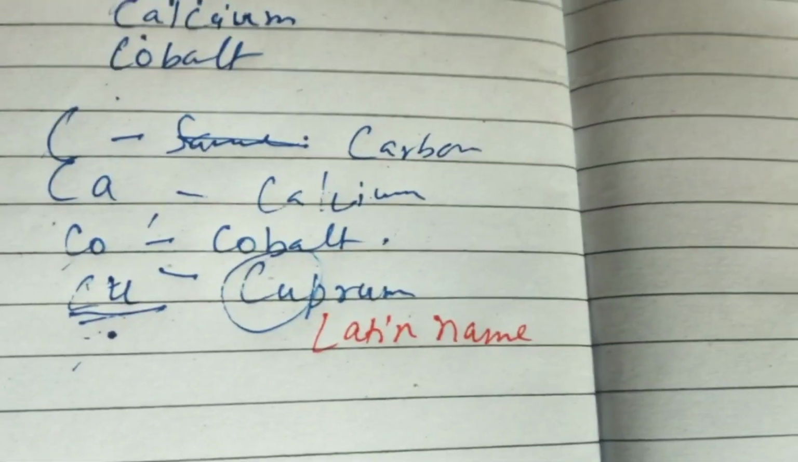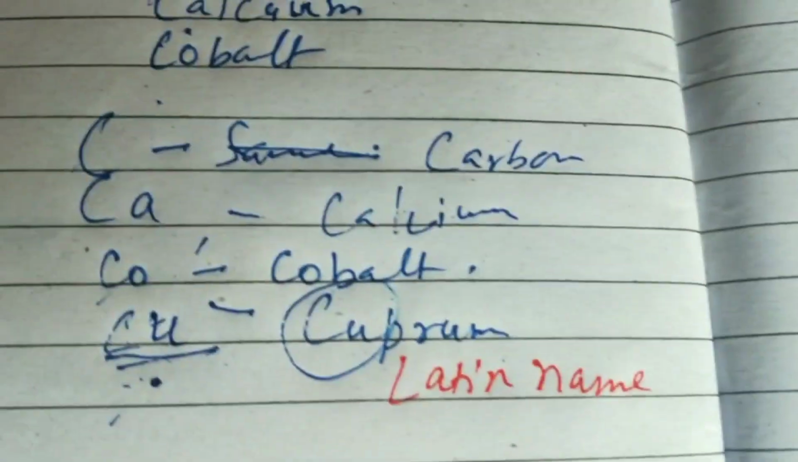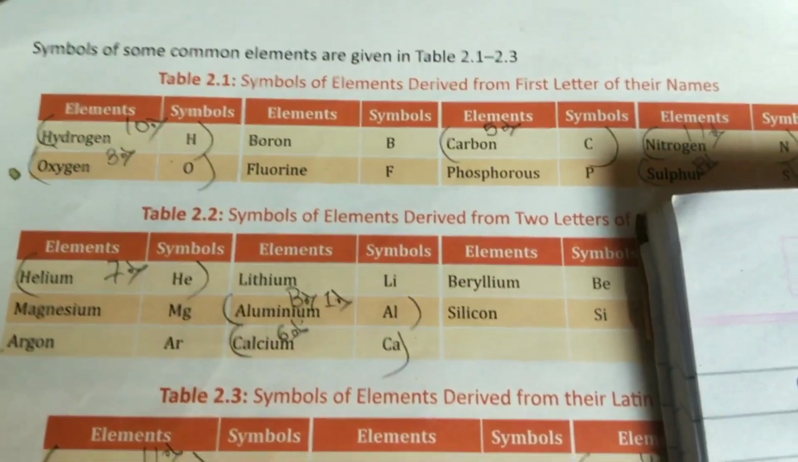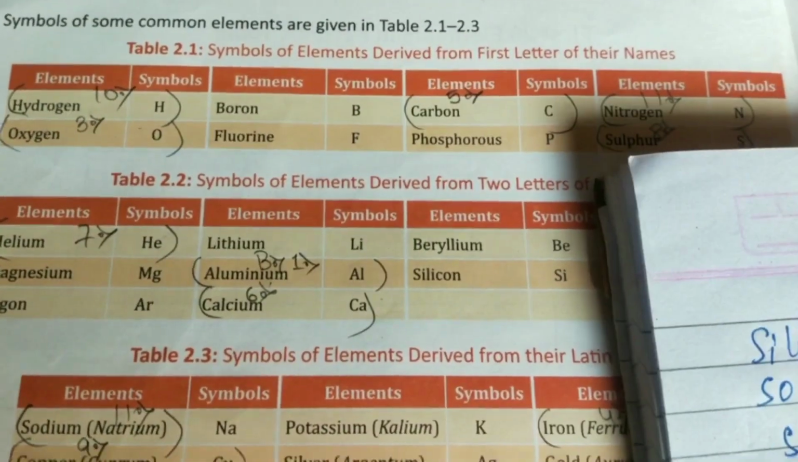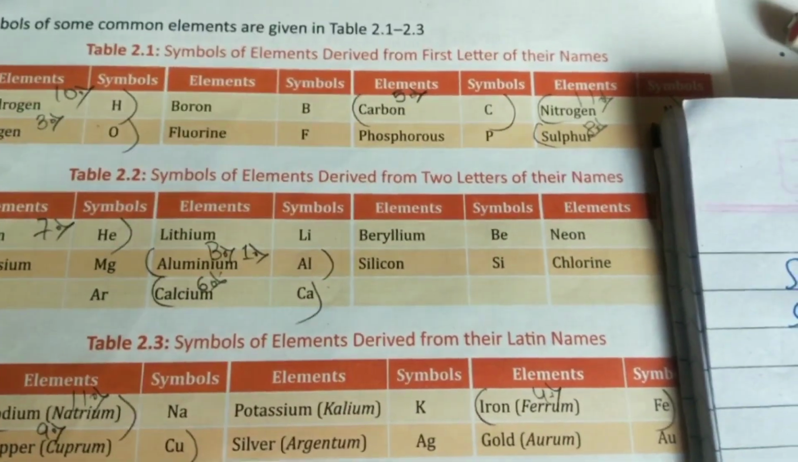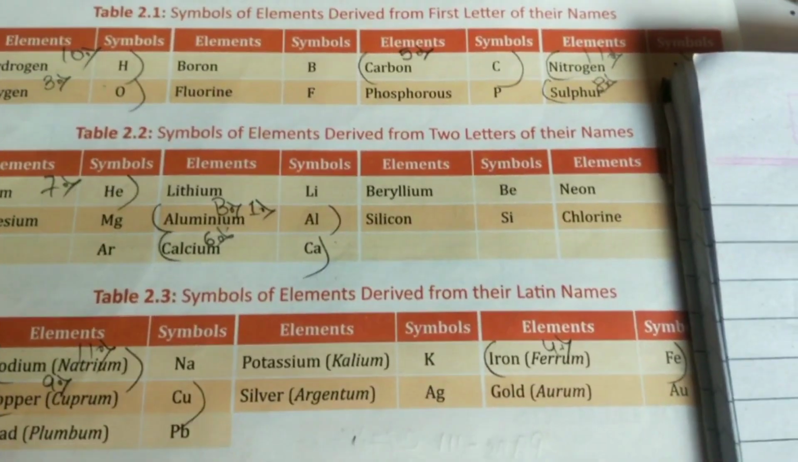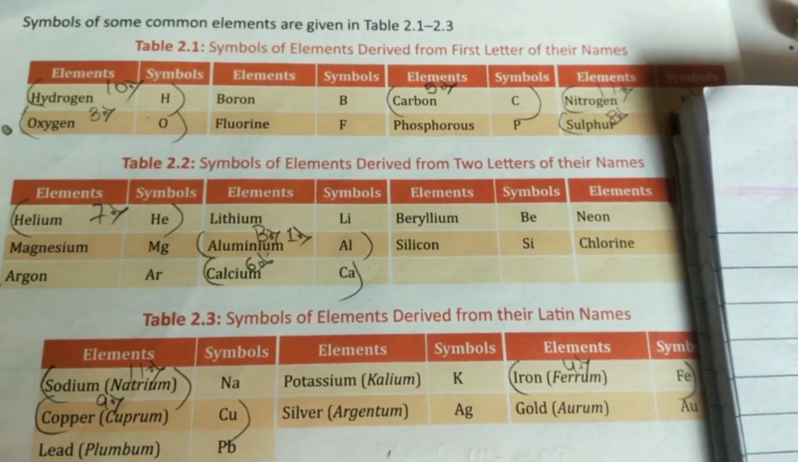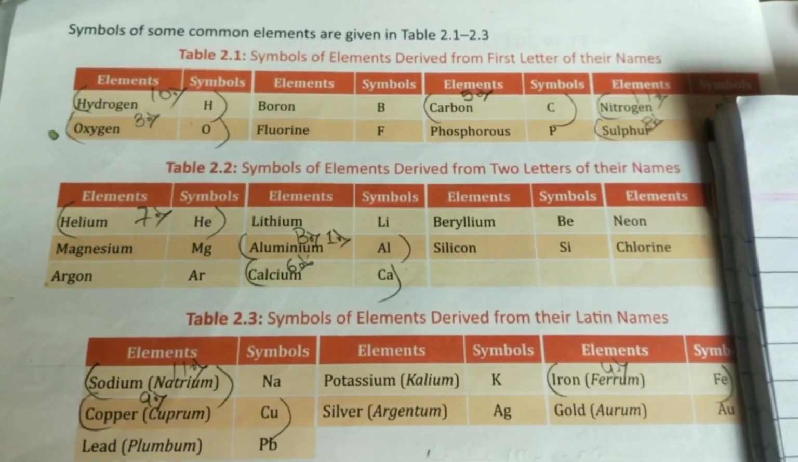So the Latin name of copper is cuprum, so the first two letters of the Latin name are used. If you see in your book, tables 2.1, 2.2 and 2.3, the different symbols are written which are derived from the first letter, the first two letters, and the Latin names. And this clarifies all three rules.